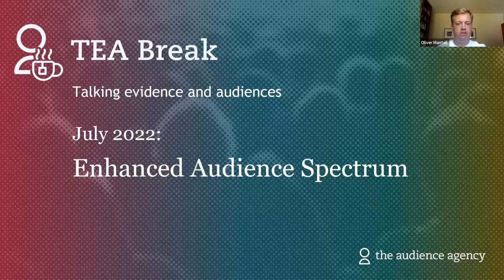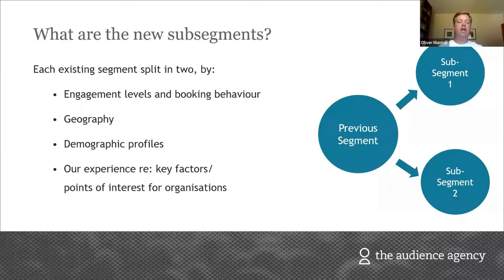So, broadly speaking, essentially what's happened is that, amongst a couple of other tweaks which I'll mention, the big difference, the thing that will make most difference to you, is that we've split the top tier segments into a secondary tier of subsegments. So each one is split in two. So anyone who is in an existing segment is now in one of the two subsegments related to that segment.